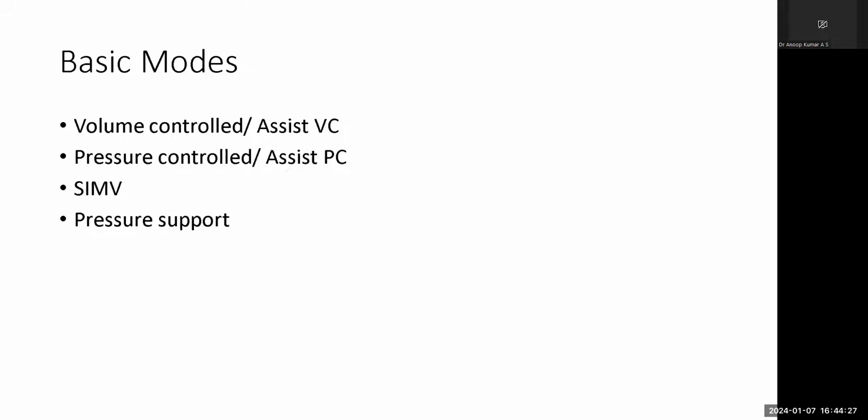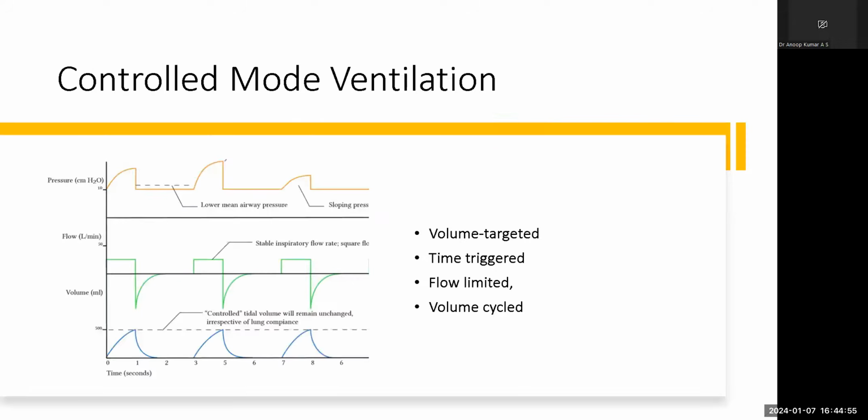Now coming to the basic modes which we are going to discuss, which will be the main discussion today. We have volume control mode. It can be assist control or assist volume control, which I've already told. There is no pure control mode. Then pressure assist control. Then we have SIMV and pressure support. These are the four basic modes available in our present day ventilators.